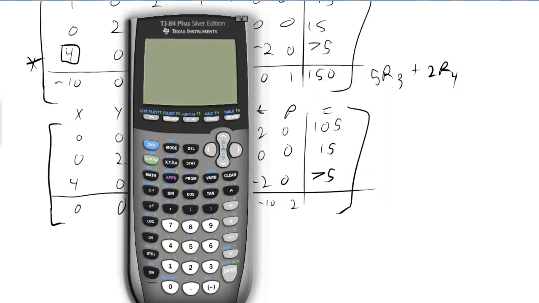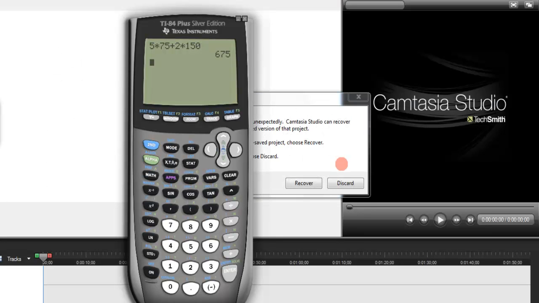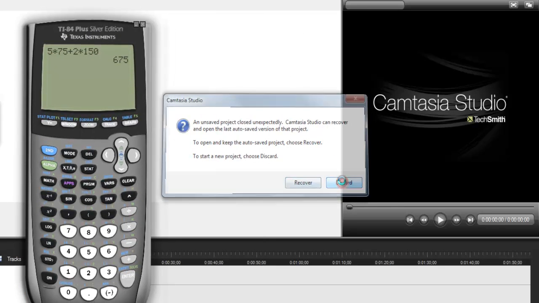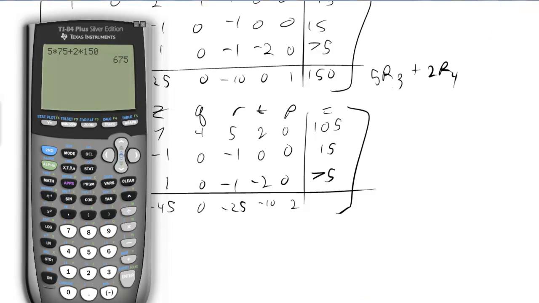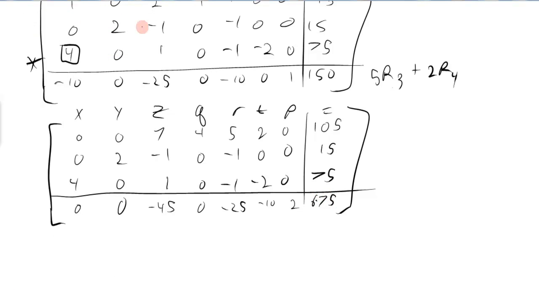Okay. So 5 row 3s. 5 times 75 plus 2 row 4s, so that's 2 times 150. There we go. And this thing should go away. There we go. Okay, so that gives us 675. Sorry about all that interesting stuff popping up on the screen, but there we go.